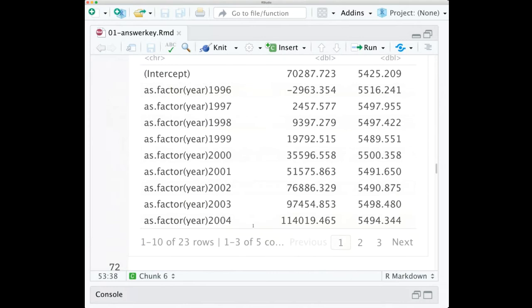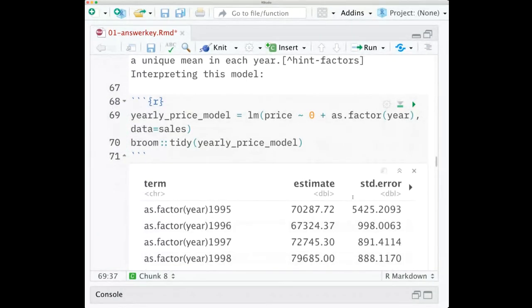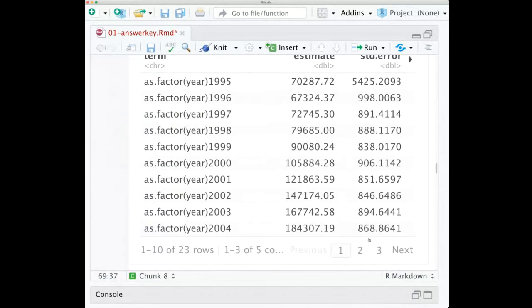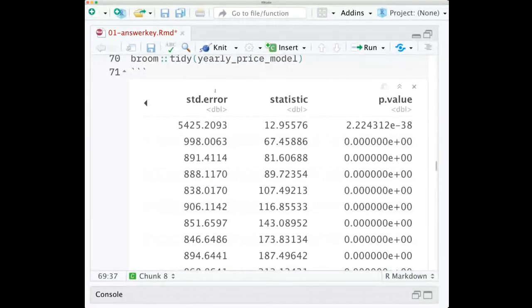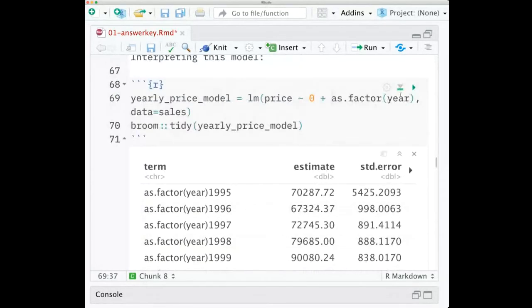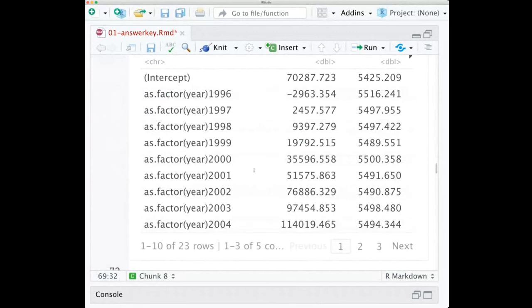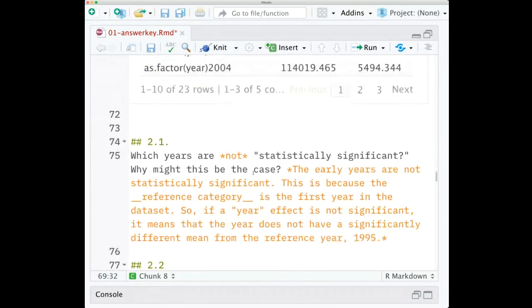Okay? Now you can do a contrast model, or you can do a fixed effect model in this manner, and I don't mind. Whatever you want to do, you need to be able to explain the statistical significance, but you can do either one. Okay? So I'm going to talk about the contrast model for the next question, and then I'm going to talk about the fixed effect model. Which years are not statistically significant in the contrast model? Why might this be the case?